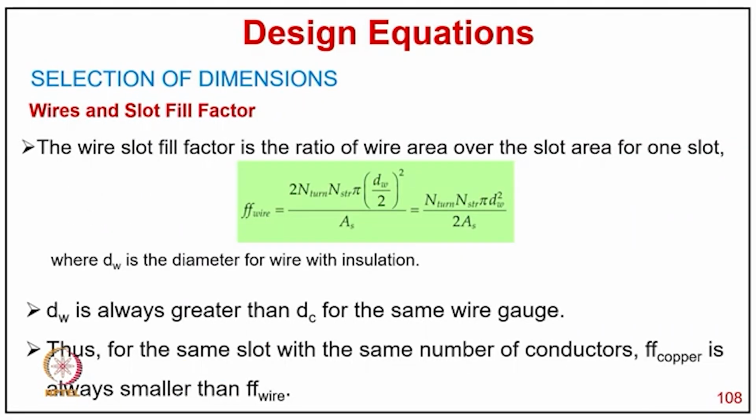Now the wire slot fill factor is the ratio of wire area over the slot area of one slot. So FF wire equals 2 N_turn N_STR pi d_W squared by 4, divided by A_S, which equals N_turn N_STR pi d_W squared by 2 A_S, where d_W is the diameter of the wire with the insulation, and d_W is always greater than D_C for the same wire gauge. Thus for the same slot with the same number of conductors, FF copper is always smaller than FF wire.